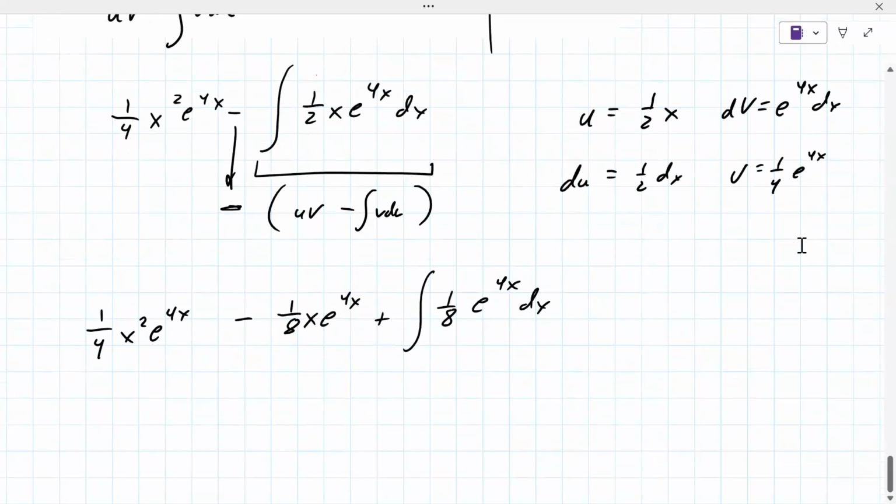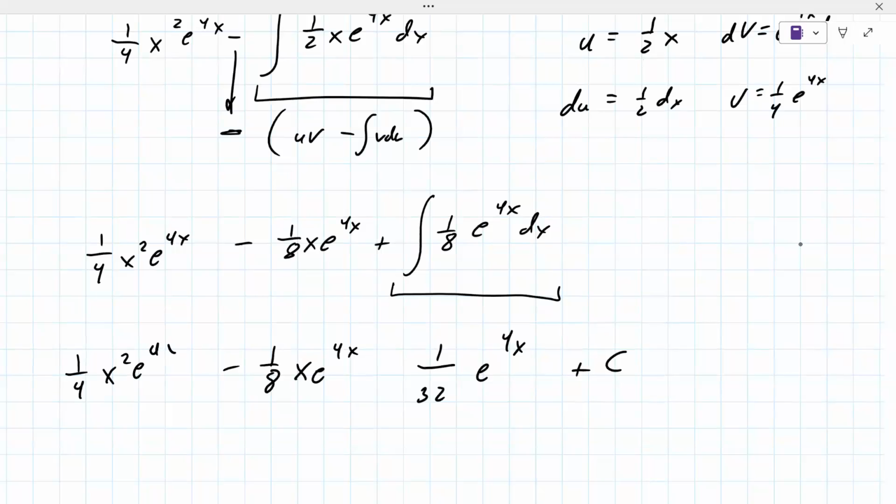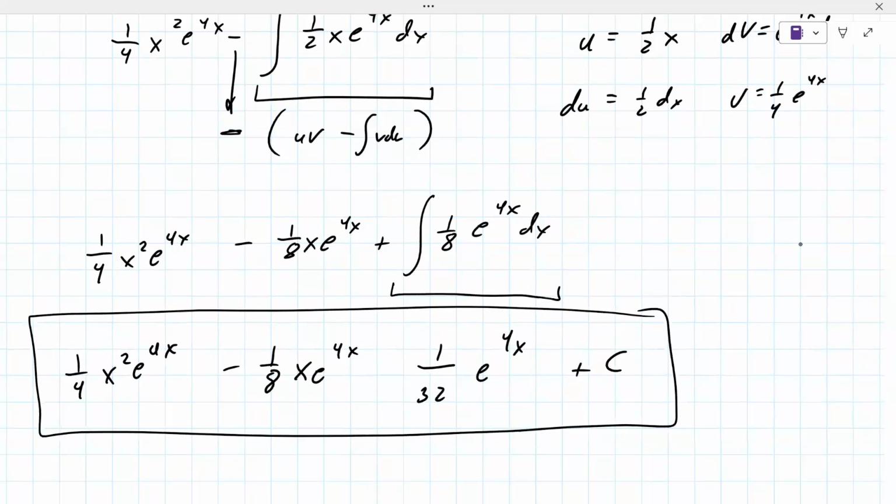So now we can integrate this finally. And it becomes 1/32 e to the 4x plus c. Bring this down, and that is your final answer. Let me know if you have any questions about entering that into the calculator.